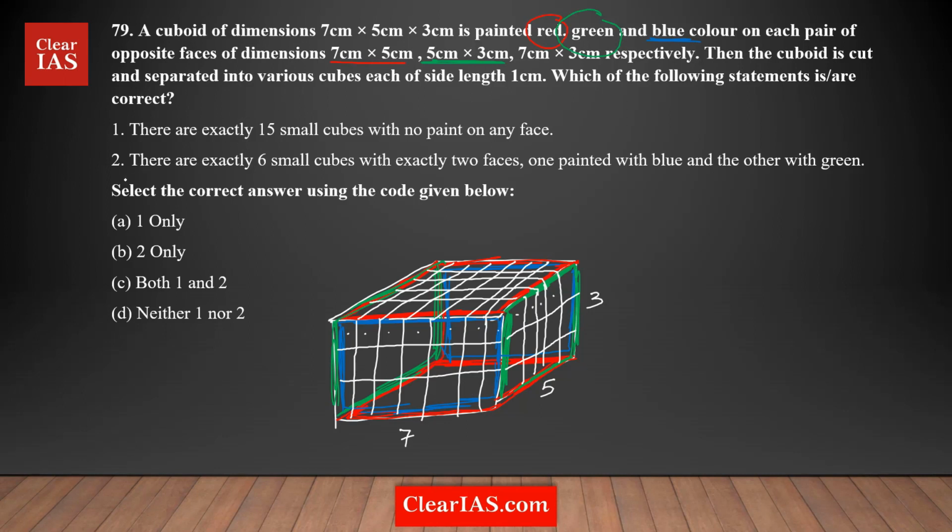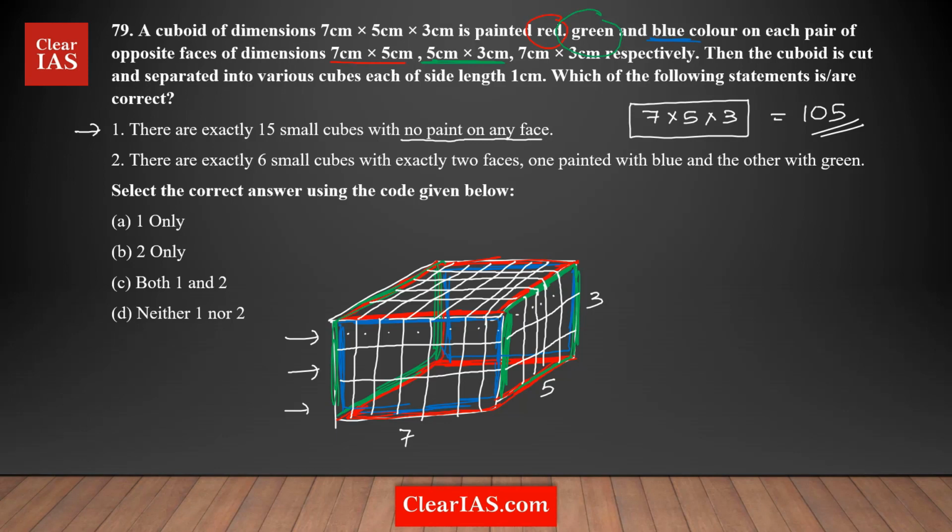Now there are a few statements given. We need to check which one of them is correct. Let's start with the first one. There are exactly 15 small cubes with no paint on any of the faces. So can you tell me how many cubes there are in total? See, there are 3 rows, right? Row 1, row 2, row 3. In the first row, you have 7 into 5, which is 35. You have 35 in each row, right? So the total number of cubes is 7 times 5 times 3. It's 35 into 3, which is 105 small cubes in total.